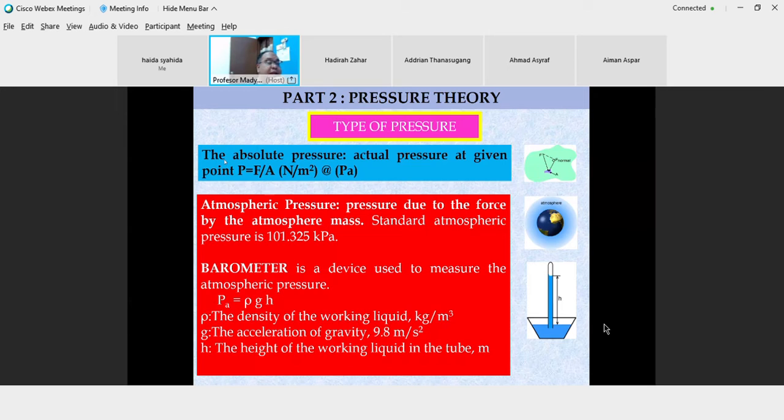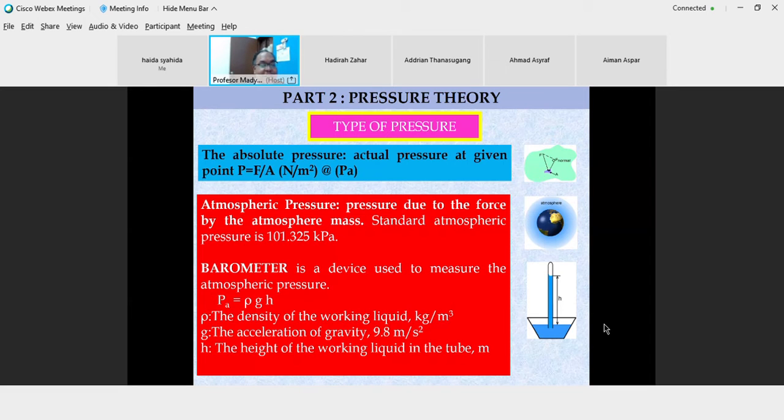So the atmospheric pressure. So what is atmospheric pressure? So why can I sit on this chair? Why can you walk normally? It is because of this atmospheric pressure. So the pressure due to the force by the atmosphere mass. I'm not sure who invented or who found this thing. Because of course this thing is created by God.